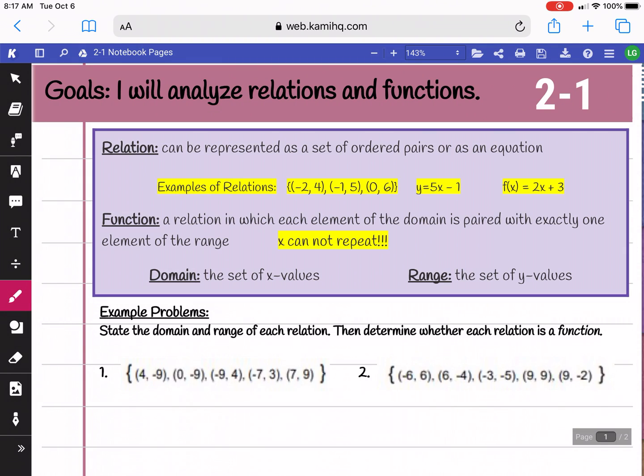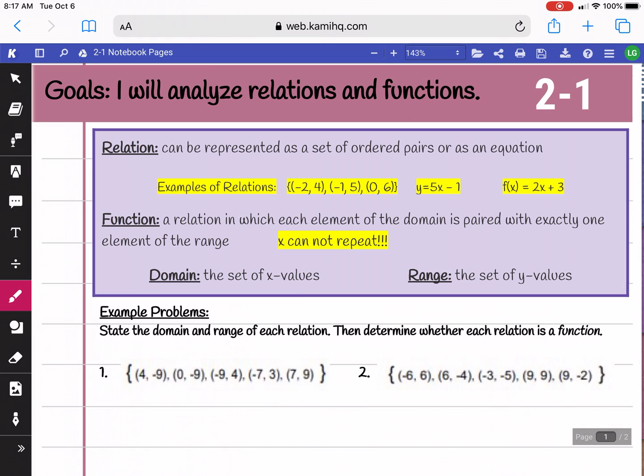In topic 2.1, we will be analyzing relations and functions. A relation is just a set of ordered pairs or an equation. So here we have (-2, 4), (-1, 5), (0, 6). That's a set of ordered pairs. y = 5x - 1 and f(x) = 2x + 3 are your equations. So those are examples of relations in math.